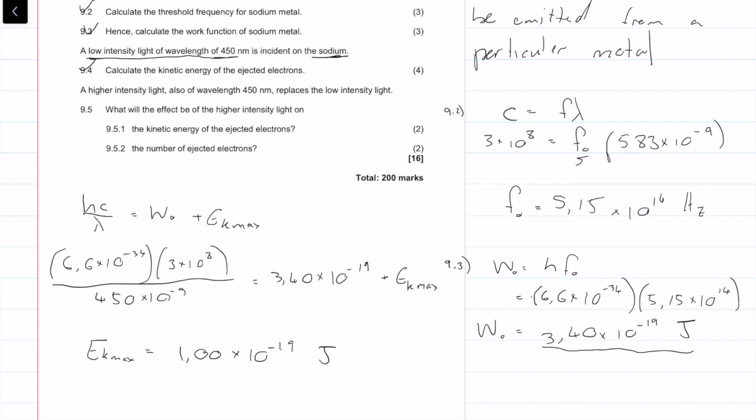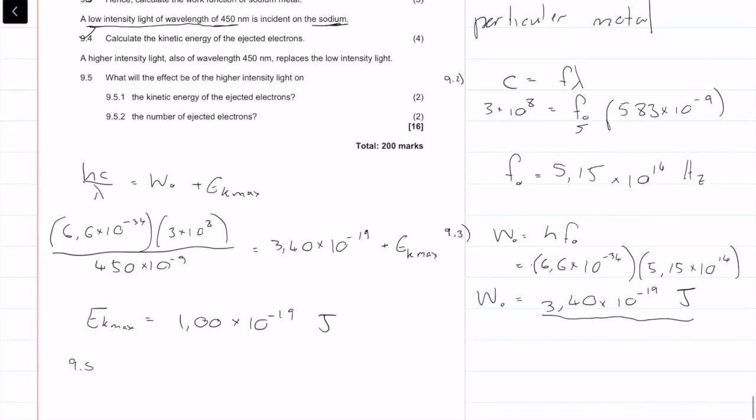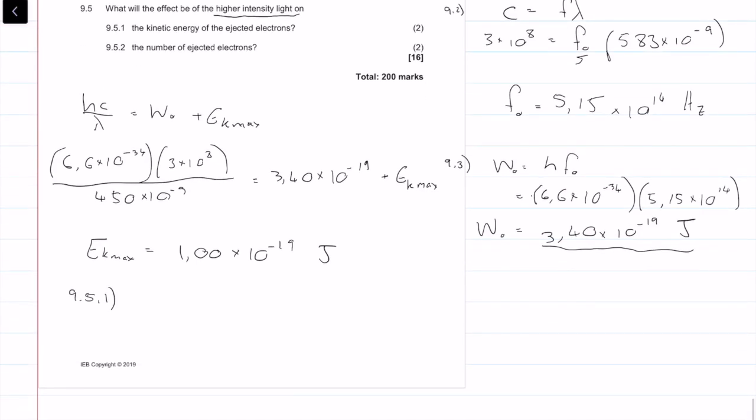Then it says a high intensity light, also of 450 nanometers, replaces the low intensity. Okay, so the question goes, question 9.5.1, what is the effect of the high intensity light on the kinetic energy? Okay, so remember, intensity is the number of electrons emitted, basically. So it has no effect on the kinetic energy. And so therefore high intensity has no effect.